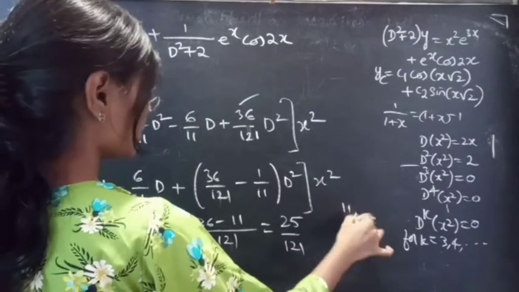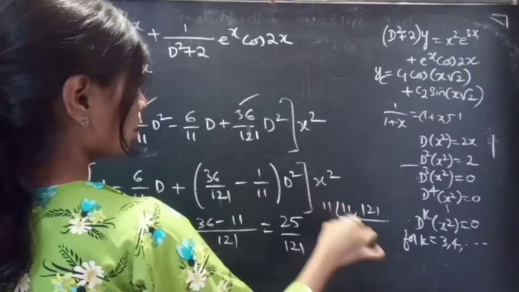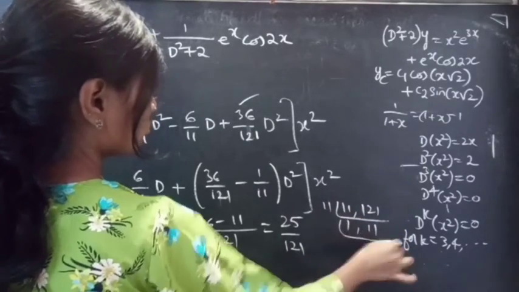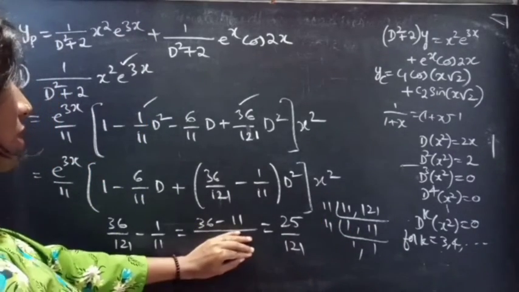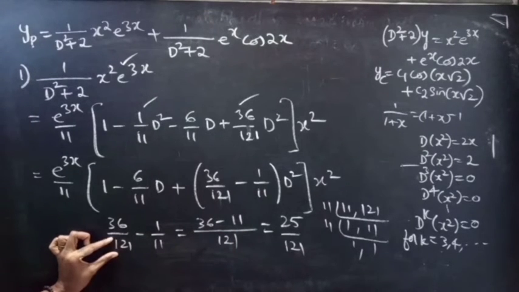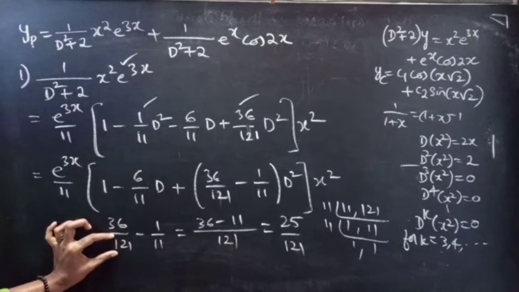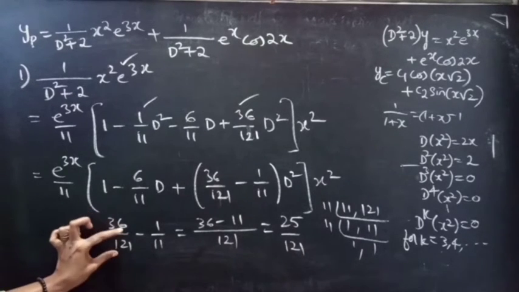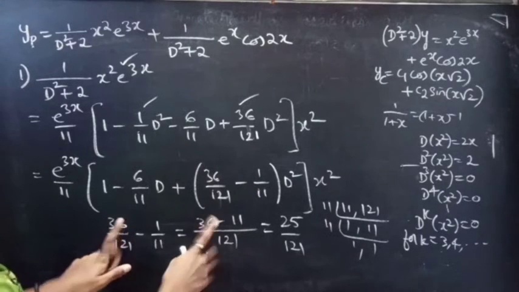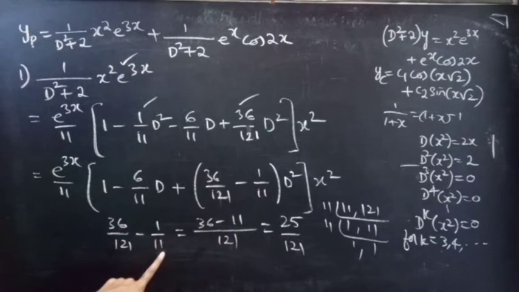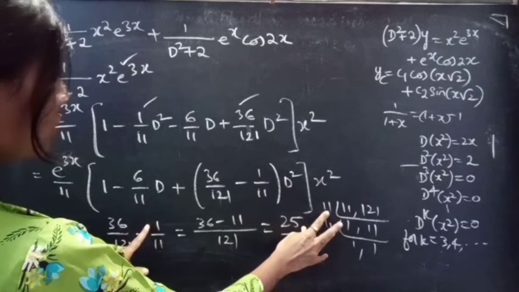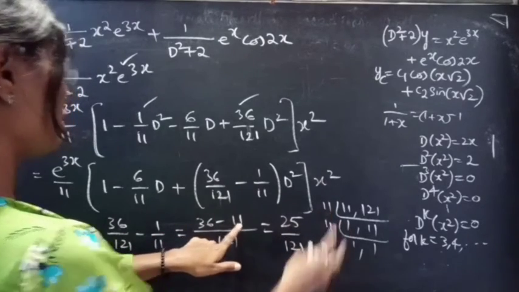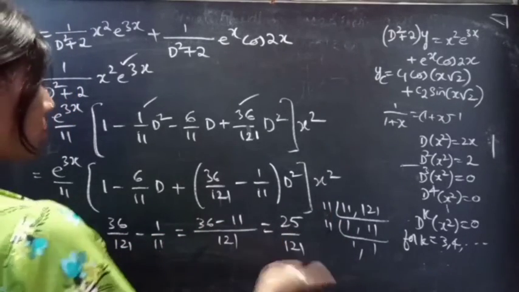If you want, you can find the LCM of 11 and 121. 11 into 11 is 121, which is the LCM. The denominator of the first term is 121, so nothing should be multiplied to this 36. We'll just write 36 as it is. In the denominator of the second term you're having 11, so close one 11 and multiply this 11 to this 1. So we'll get 1 into 11, 11. 36 minus 11 is 25 by 121.